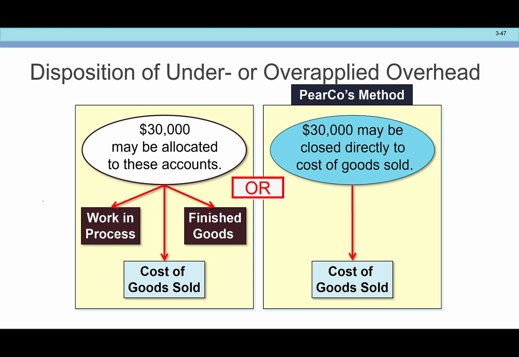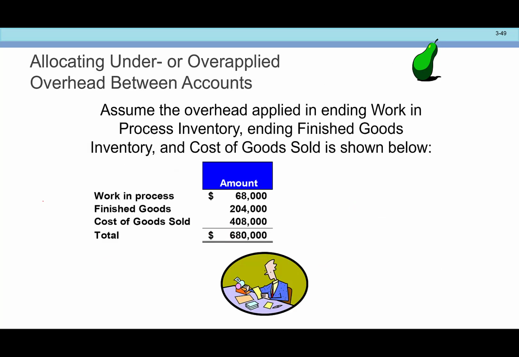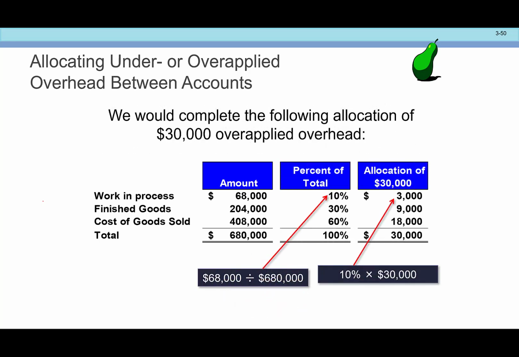Okay, so if we simply apply it to cost of goods sold, we're going to do that credit and debit that I showed you on the previous slide. We debit the actual side, which will zero it out, and the credit will go to cost of goods sold. If I decide to allocate it, the debit is the same. I'm still going to debit the actual side of my manufacturing overhead account, and then I will simply look at the balance in each of the appropriate accounts, work in progress, finished goods, and cost of goods sold, add up the total, and then figure out what percent each one represents of the total.